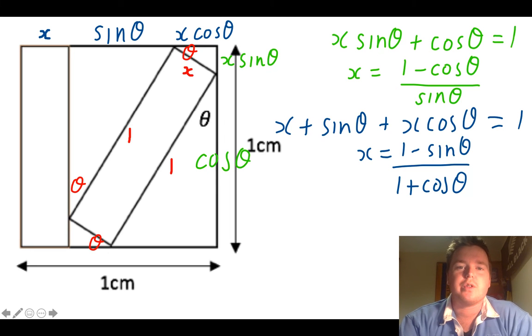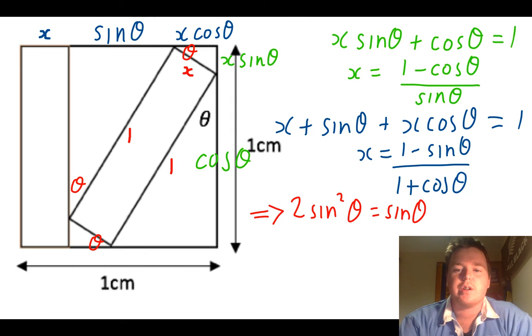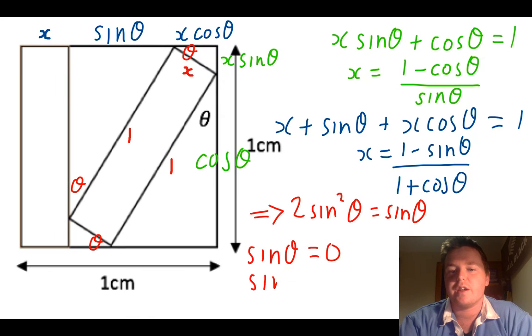If you equate those two expressions, because they're both equal to x, cross multiply, and then use one trig identity, you end up getting an equation, a quadratic expression, 2 sine squared equals sine. Now, this has two solutions to it. A common mistake that's made by students is to cancel a sine on both sides. Technically, sine theta can equal 0. It can also equal a half.